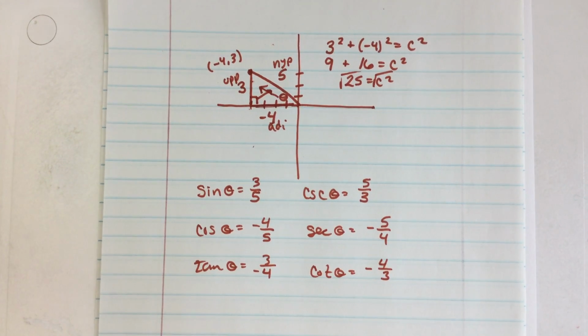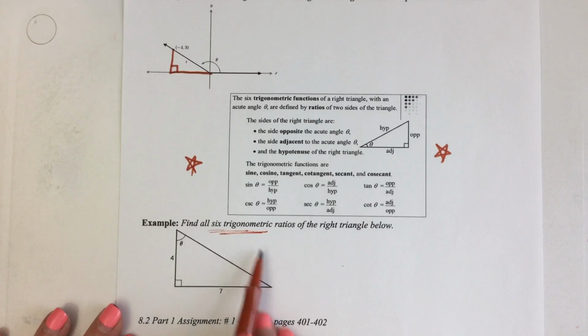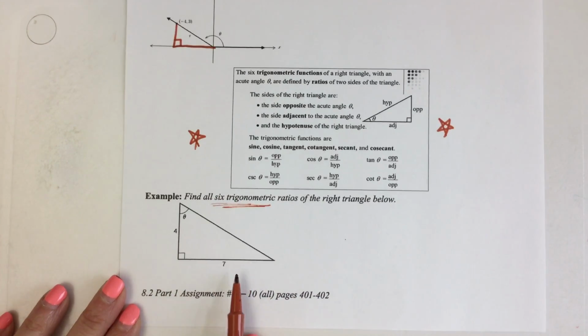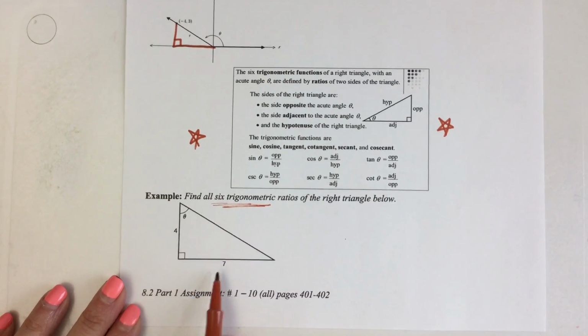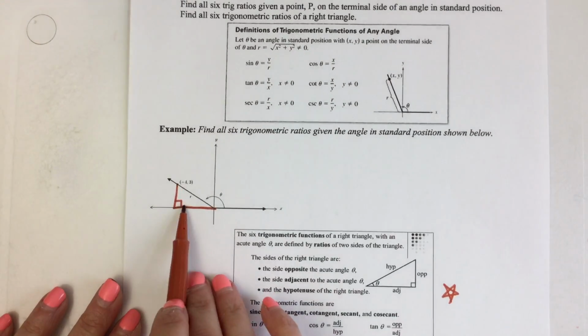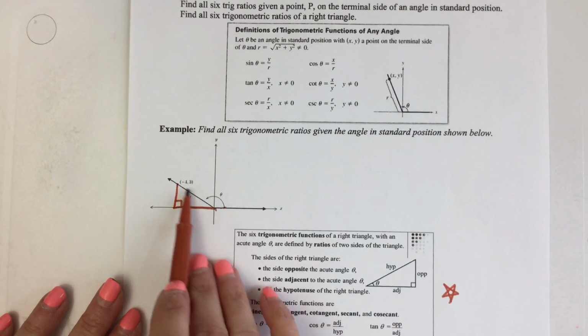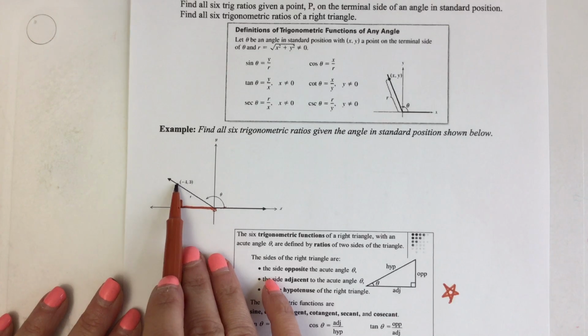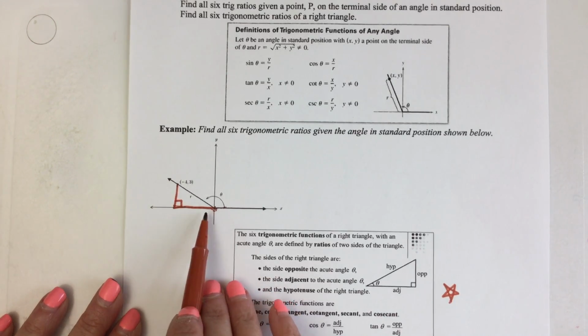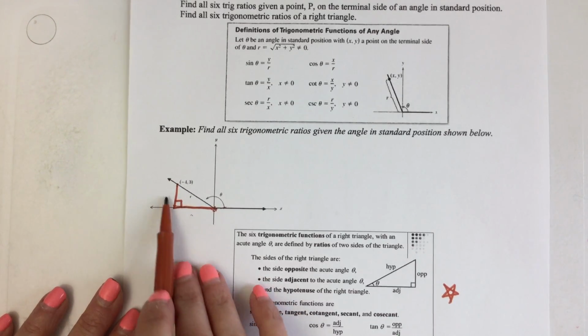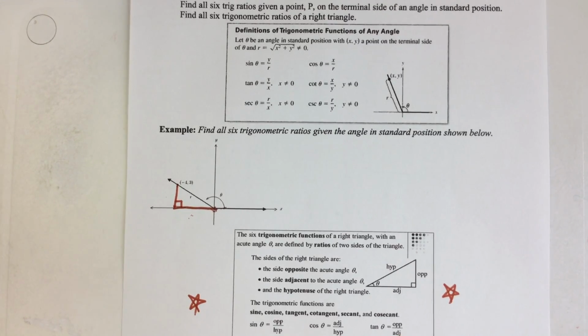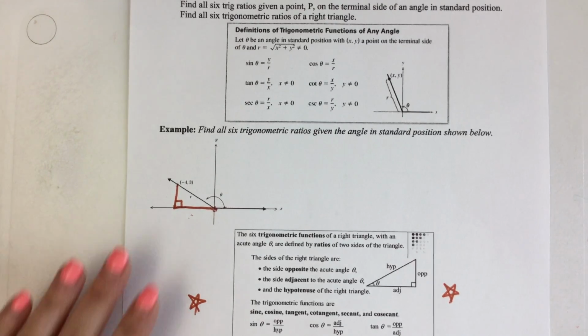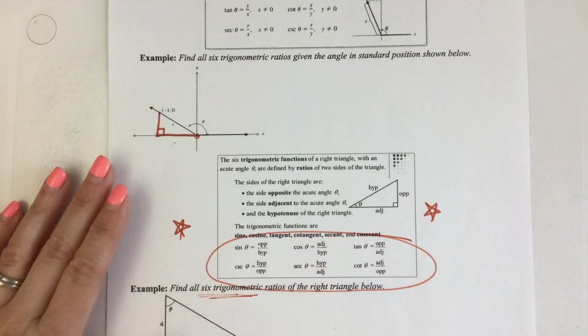And that is the beginning of 8.2. Just know that when you have a triangle not on a coordinate plane, all of the measurements are going to be positive. Once that triangle is through a point and you're creating it using a terminal side and the x-axis, it's possible to have the legs of the triangle negative depending on the location. You need to know all 6 trig ratios.